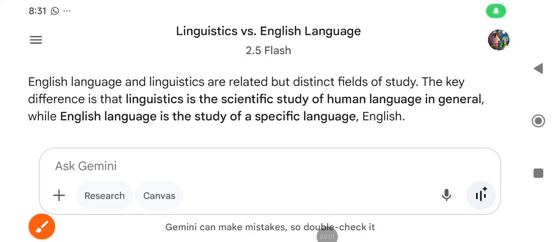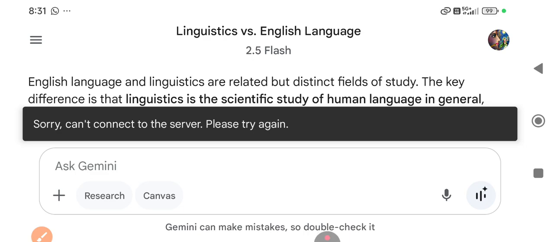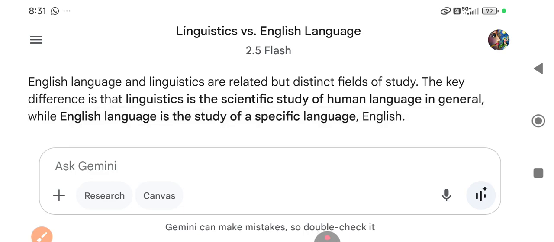Hello, students. Here we will discuss the difference between English language and linguistics, or language versus linguistics. As we study English language right now, that is why your paper name is English language and structure and translation. That's why I am focusing on English language.